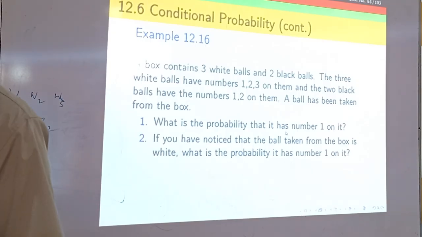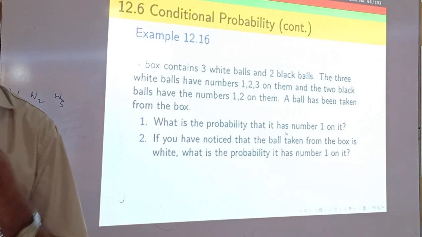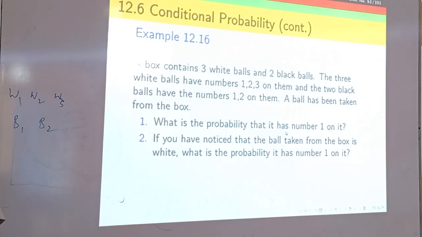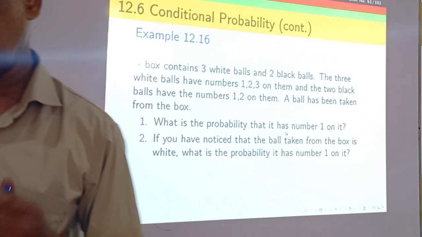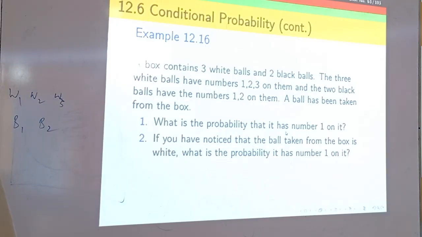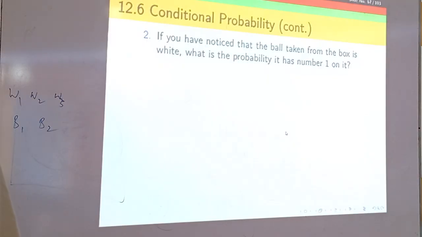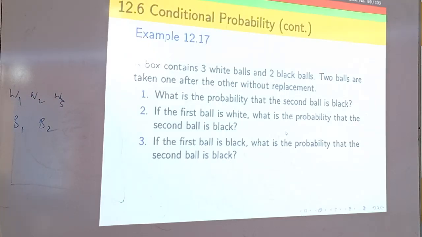If you have noticed that the ball taken from the box is white, what is the probability that it has number 1 on it? So that is a conditional probability. Given that it is white, what is the probability that it has number 1 on it? That is just 1 over 3. Right. Okay.